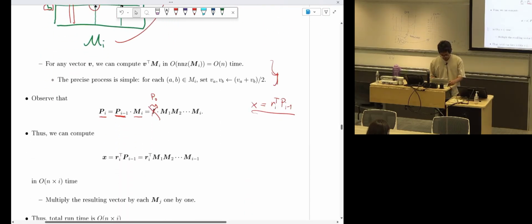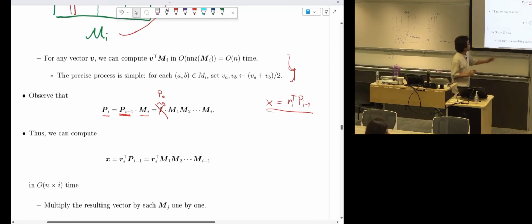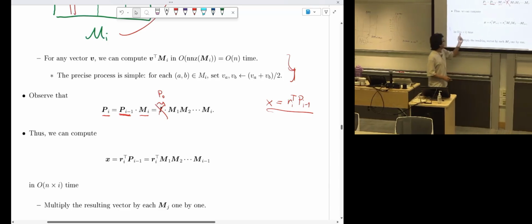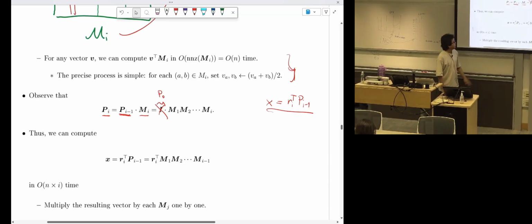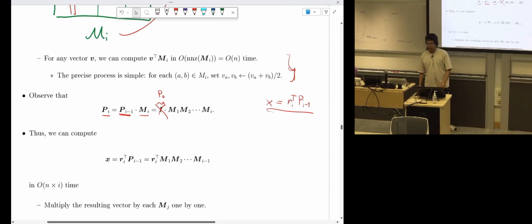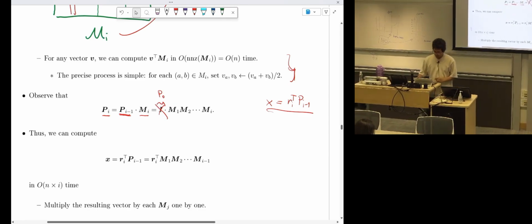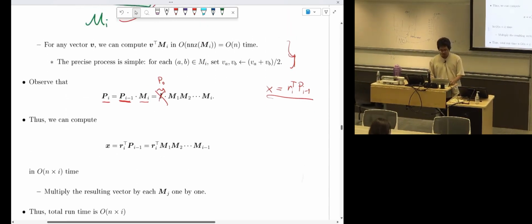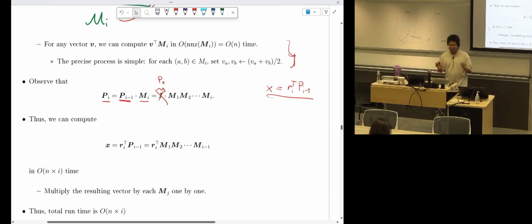So we can compute this thing in time n times I, just multiplying the resulting vector by each Mj one by one. So now I hope you are convinced that at least this is fast. So let's now analyze why it's correct. Any question up to this point?